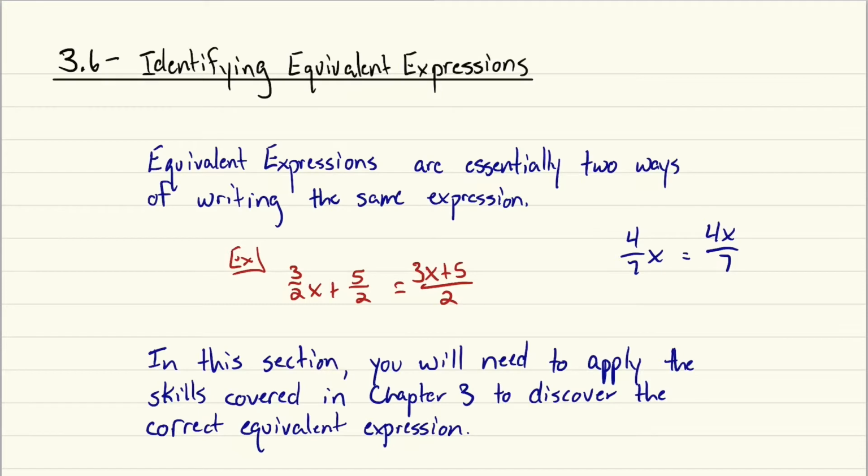So, now that we know that, 3/2 x can easily become 3x over 2, and 5 over 2 lets us combine those fractions into something different. Where on one side we have 3/2 x plus 5/2, on the right side we have 3x plus 5 over 2. Those are two equivalent expressions because it is two ways of writing the exact same thing.